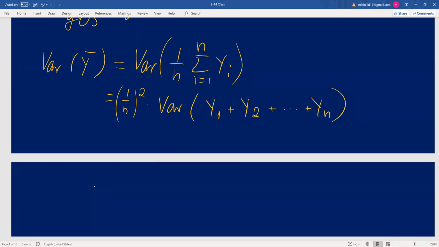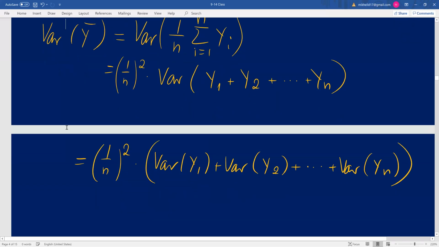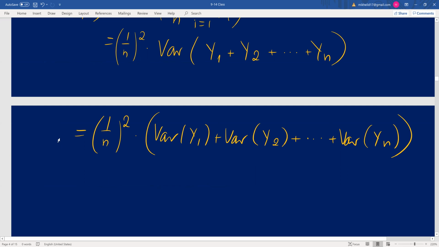I said y1, y2, and so on, yn, those are independent. So because of that, you can write the following: 1 over n squared times the variance of y1 plus the variance of y2 plus and so on plus the variance of yn. And if y1, y2, and so on, yn were not independent, then what else would we have in this expression? Covariance terms. But since they are independent, the covariance terms are not there.